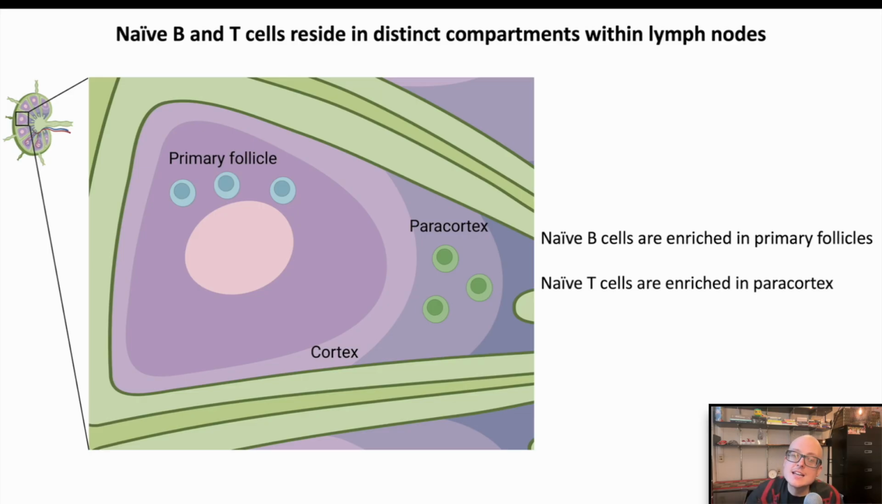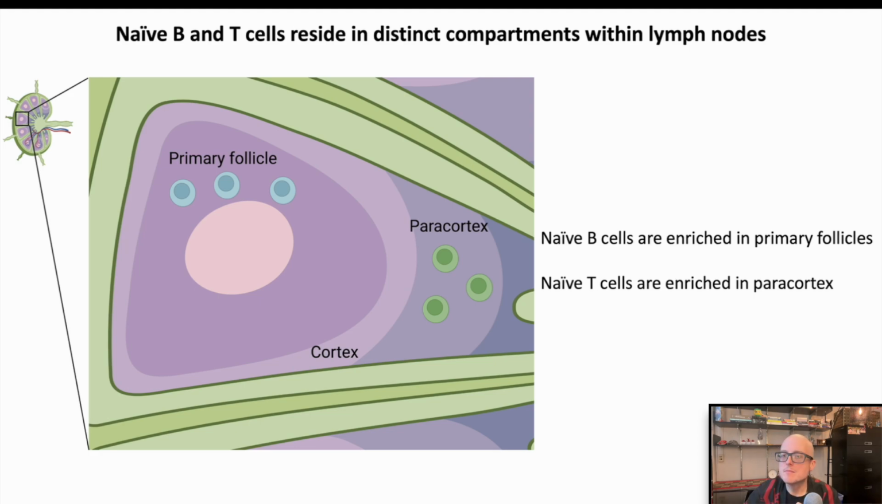In contrast, naive T cells tend to take up residence in a structure called the paracortex, which is a little bit distant from the primary follicle. So there are distinct compartments. The naive B cells and the naive T cells are segregated. They don't intermingle very much in the naive state within the lymph node. So it's important to know these anatomical compartments.